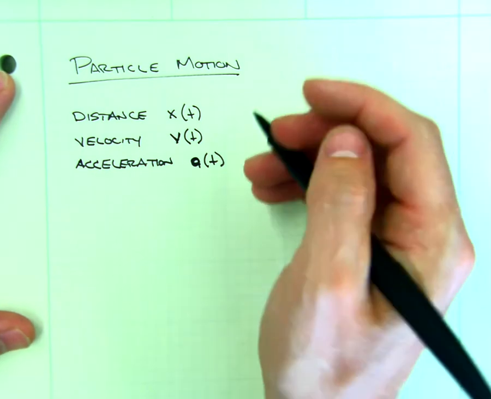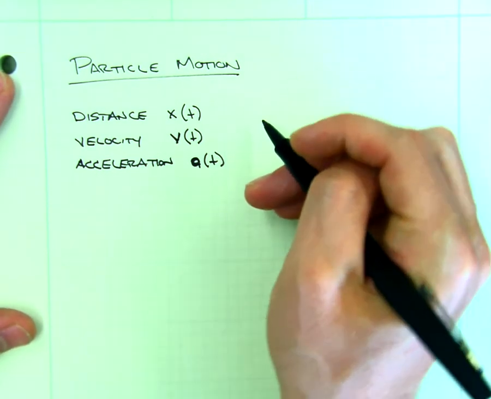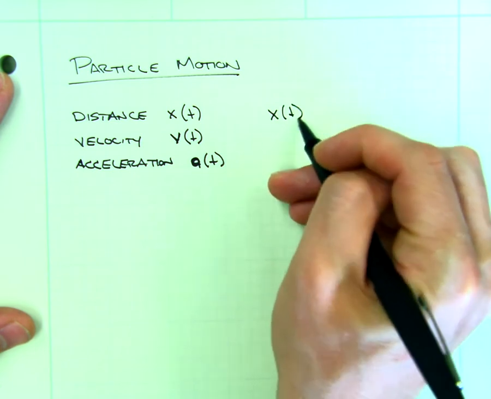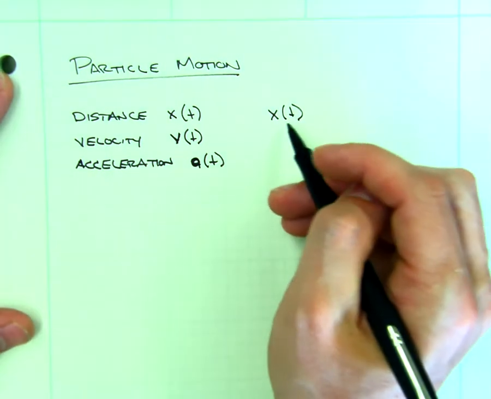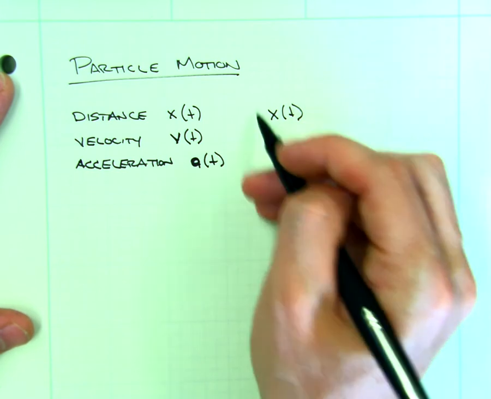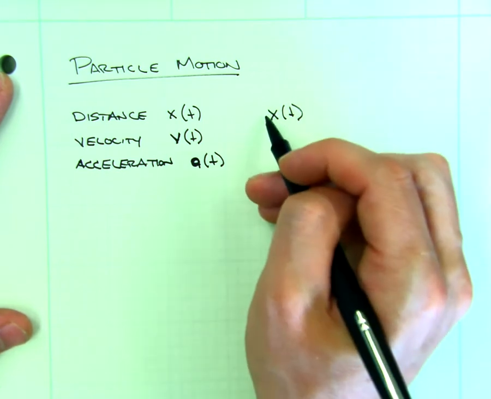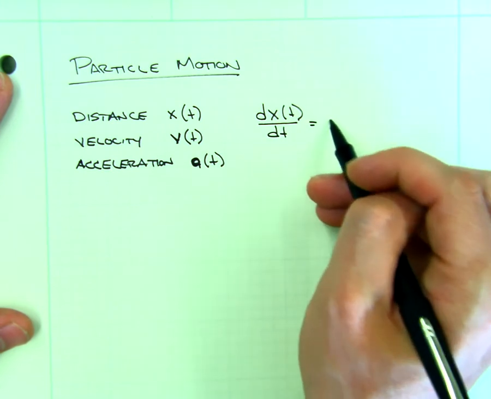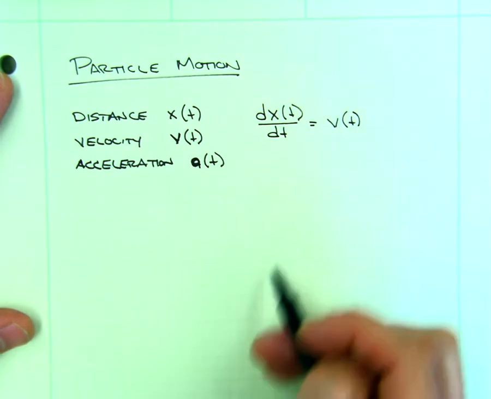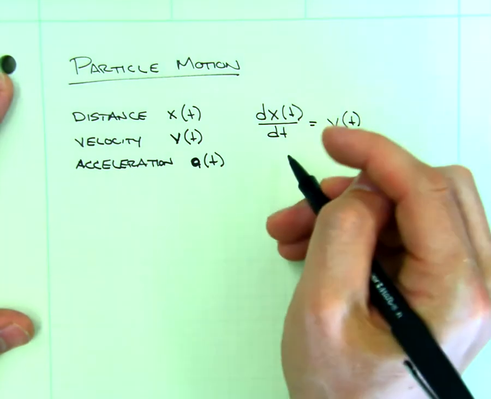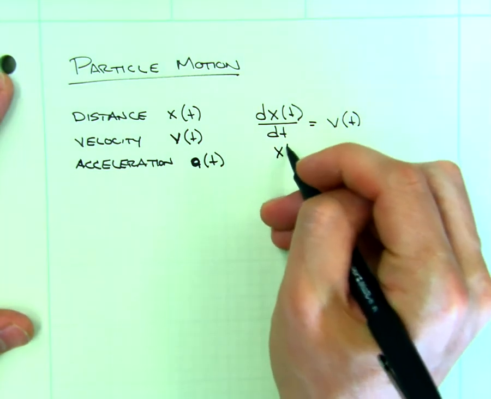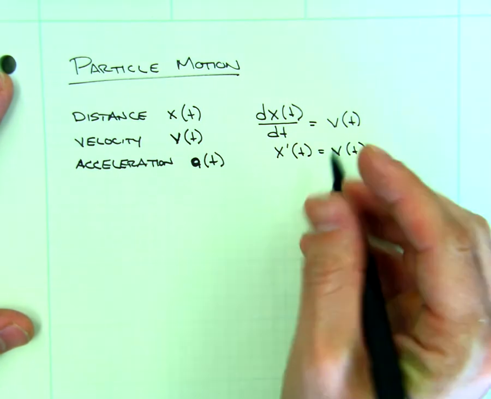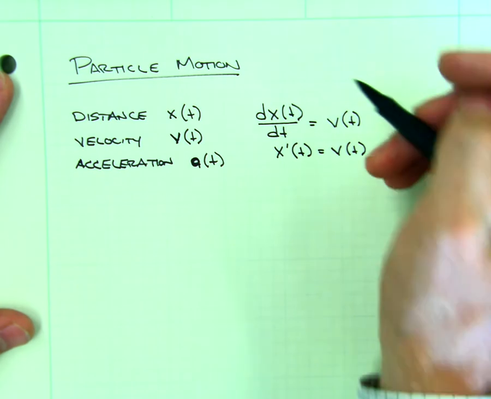This is really important. Now, the idea with distance or position, x of t, is if I have the position of some object over time, and I take the derivative of it, so if I find dx/dt, this is going to be equal to the velocity. Another way of writing this is x prime of t is equal to the velocity v of t. Right? So if I have some function, perhaps it's the path of a ball.